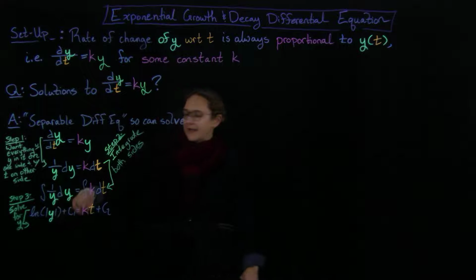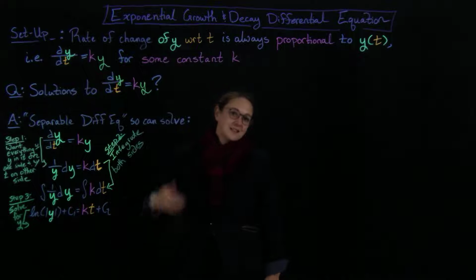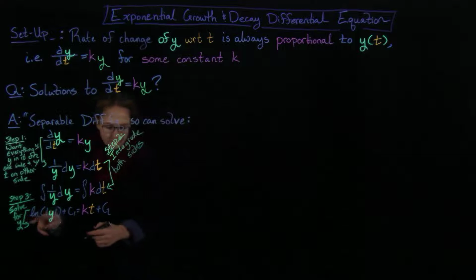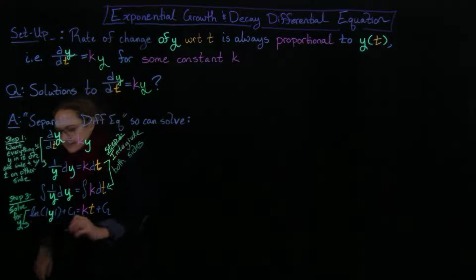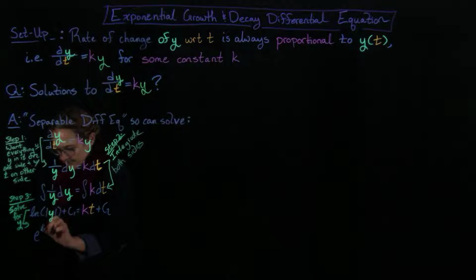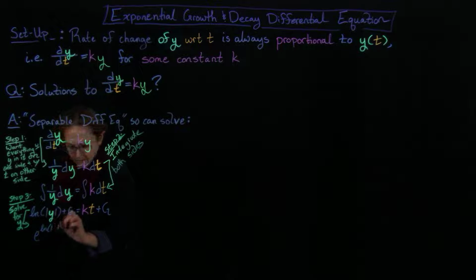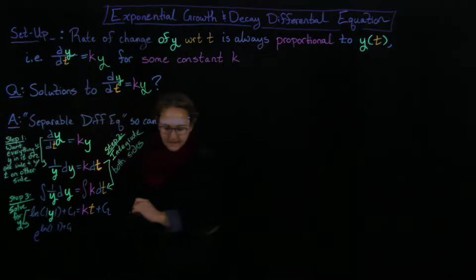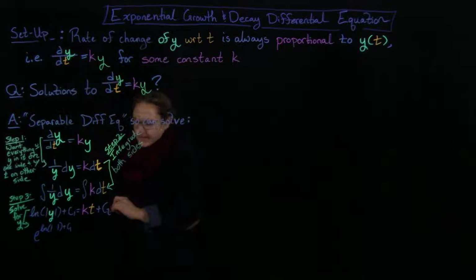Okay, so we have this. How do we isolate y here? I need to take the exponential function of both sides. So I'm going to get e to the natural log of y plus c1.